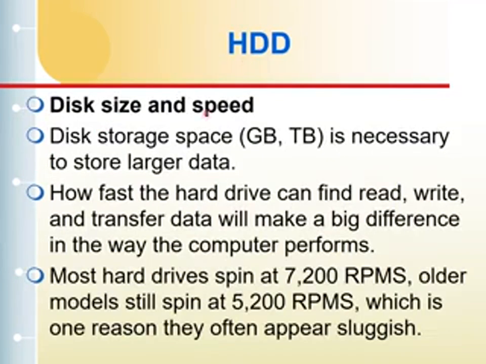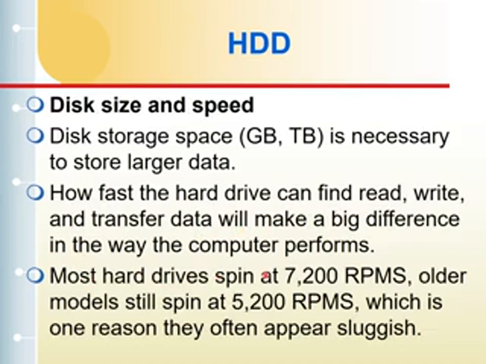Another thing is the hard disk drive. Hard disk drive, this is the storage space. They come in gigabytes and terabytes as well. So this is necessary to store larger data. How fast the hard disk can find, read, and write as well as transfer data will make a difference in the way the computer performs.